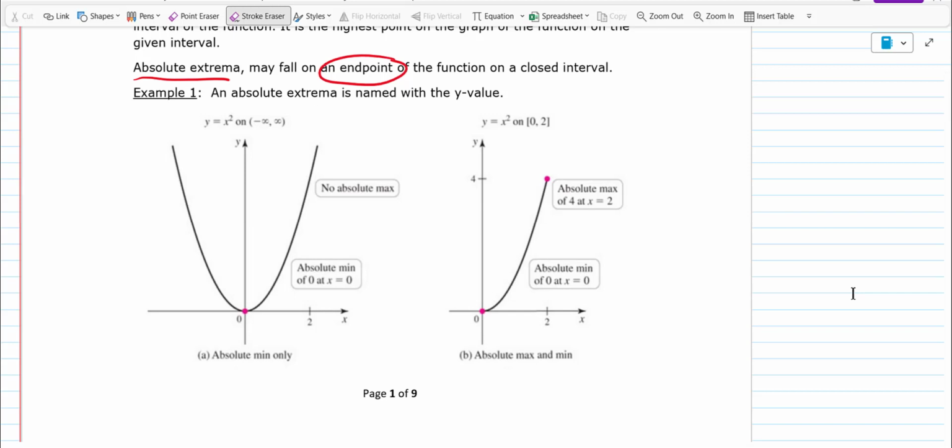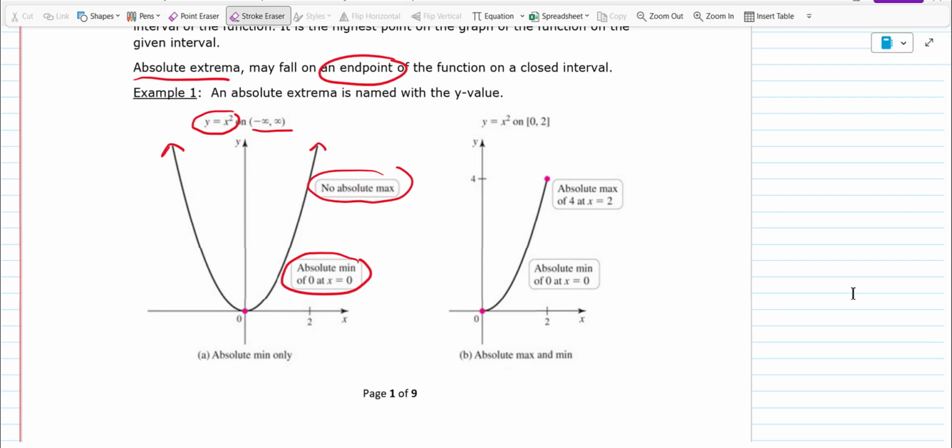First of all, this is the graph of y equals x squared. That's a parabola, and the interval is negative infinity to infinity. So what would happen if you graphed x squared? You would not have an absolute max. The reason you don't have an absolute max is because it gets bigger forever, right? So you're not going to have an absolute max, but you would have an absolute min, and that absolute min would occur at 0.